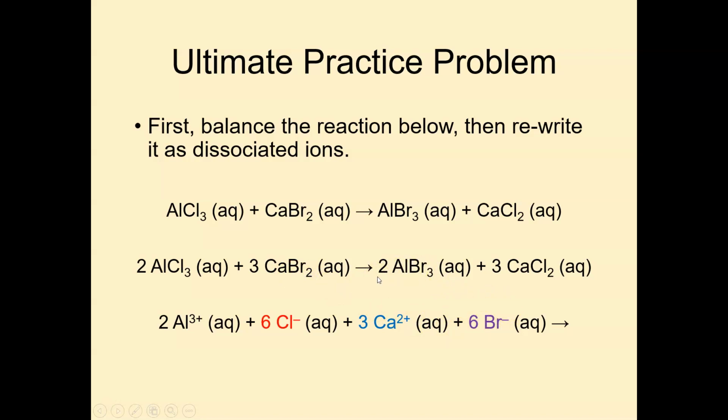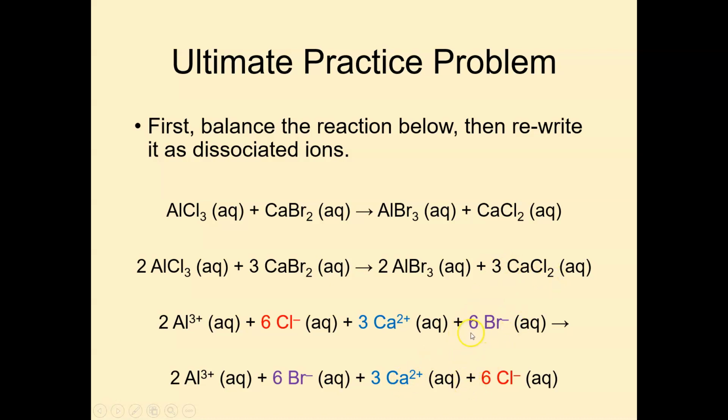Now let's do the right-hand side. 2 times 1 gives me 2 moles of aluminum ions. 2 times 3 gives me 6 moles of bromide ions. 3 times 1 gives me 3 moles of calcium ions. 3 times 2 gives me 6 moles of chloride ions.